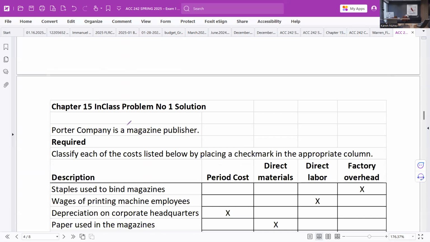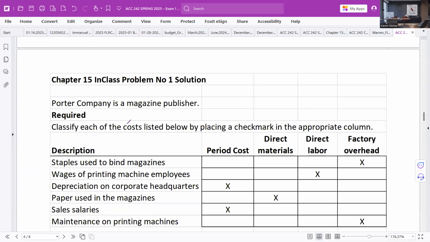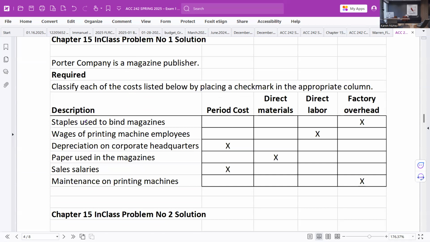And then also, there's another one that if you're looking for more practice, in this case, you've got to classify costs again as either being period costs, materials, labor, or overhead. You've got a magazine publisher, so they make magazines, right? They sell these magazines. That's their product. And you've got staples that are used to bind the magazines. Definitely a product cost, but you wouldn't want to trace the cost of staples. That's an insignificant cost. It's just going to be overhead. And then the wages of the printing machine employees, that's touch labor, direct labor.